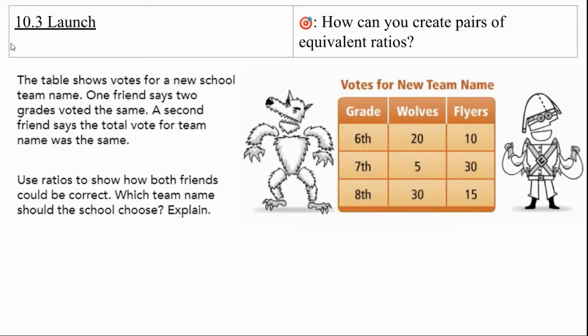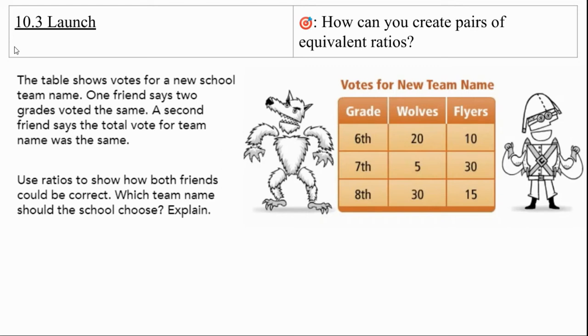Our launch. The table shows votes for a new school team name. One friend says 2 grades voted the same. A second friend says the total vote for the team name was the same. Use ratios to show how both friends could be correct. Which team name should the school choose?